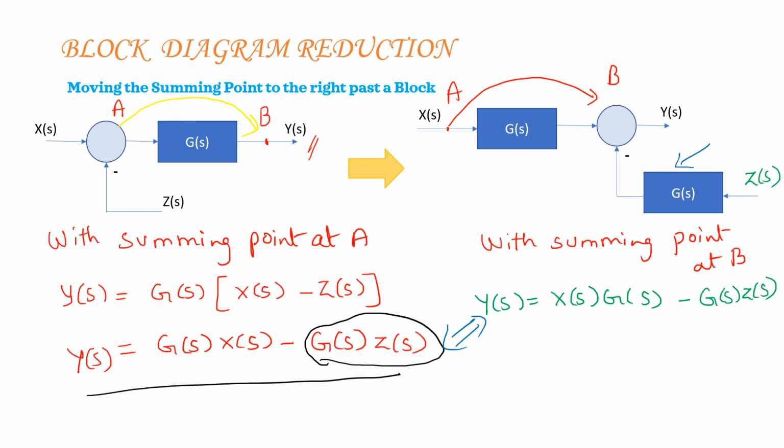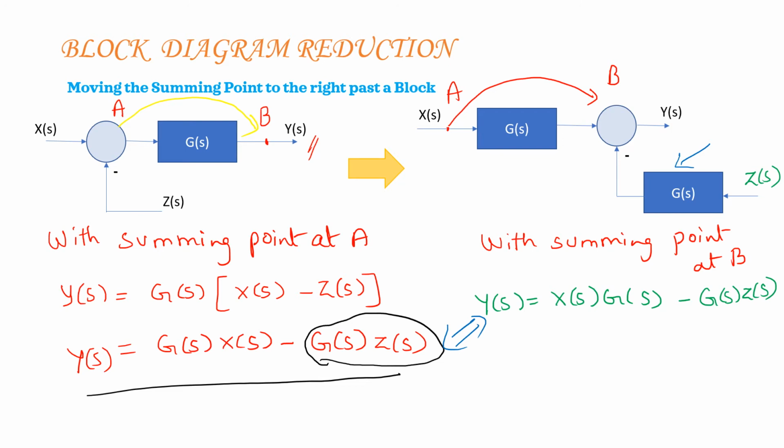So when we shift the summing point to the right, after the block, we need to add a block which is equal to the same gain as that of the original block, that is g of s, so that the output doesn't change, output remains the same. We need to keep in mind always, even when we are shifting our summing point or takeoff point, the output signal should remain the same.